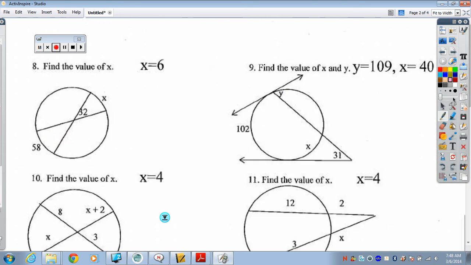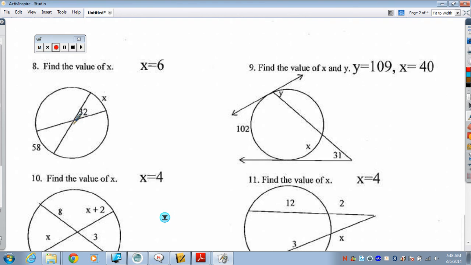All right, next question. Notice this vertex is not at the center, but it is inside the circle. For this one, you add the arc plus the arc, divided by 2, equals the angle. Well, your arcs are 58 and x. So you have 58 plus x divided by 2 equals the angle, which is 32 degrees. X equals 6.